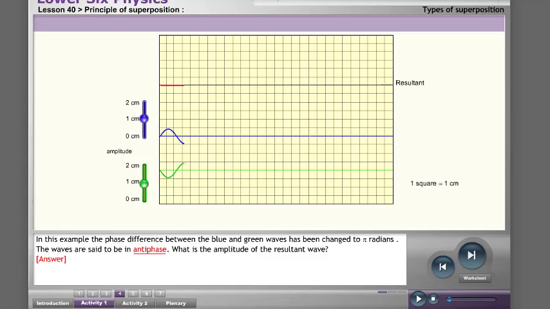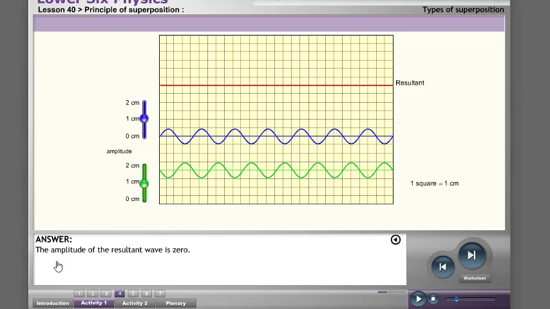In this example, the phase difference between the blue and green waves has been changed to pi radians. The waves are said to be in antiphase. What is the amplitude of the resultant wave? Answer: the amplitude of the resultant wave is 0. Explain the process in terms of the principle of superposition.